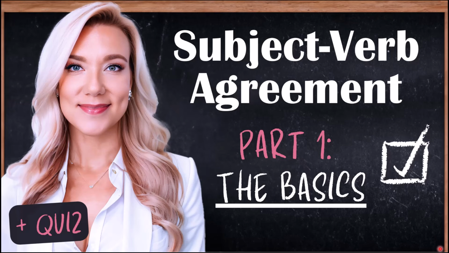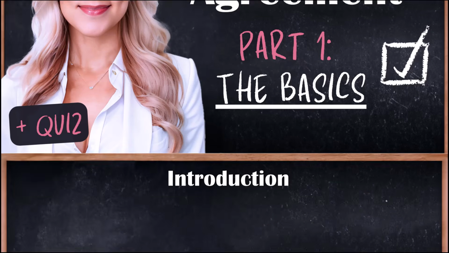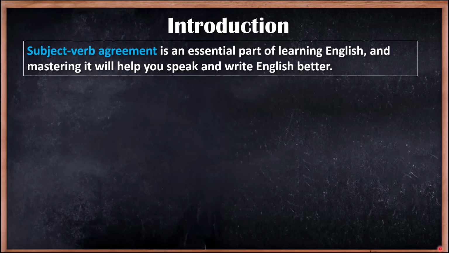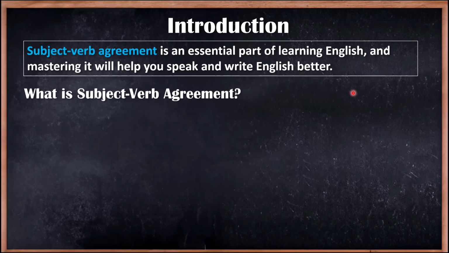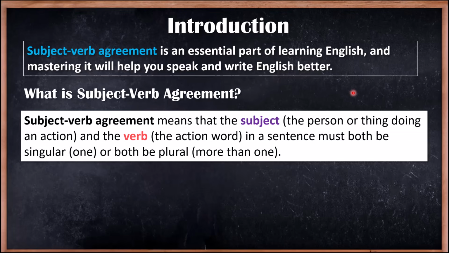This is a very big topic, so today we are starting with the basics. Subject-verb agreement is an essential part of learning English, and mastering it will help you speak and write English better. Some of the most common mistakes in English are with subject-verb agreement. So what is subject-verb agreement?